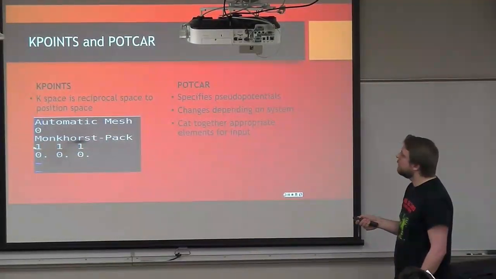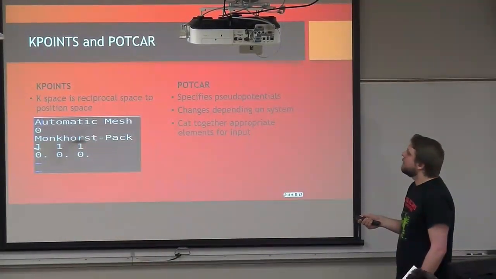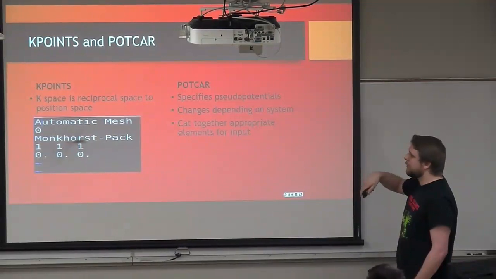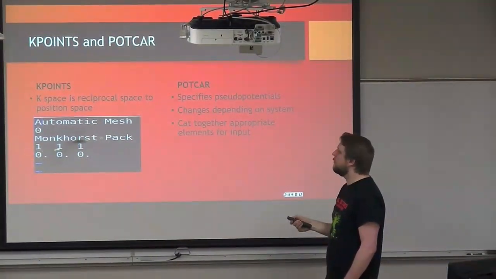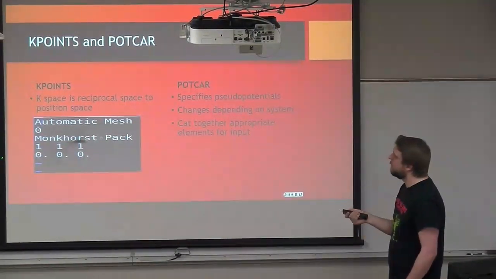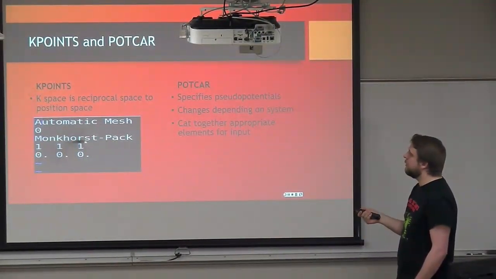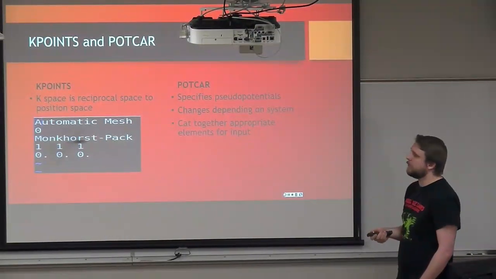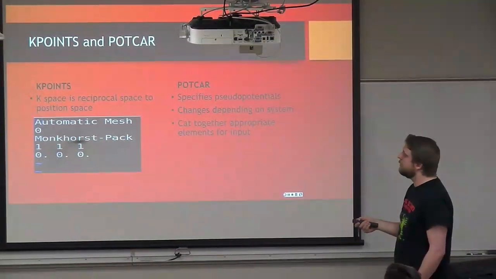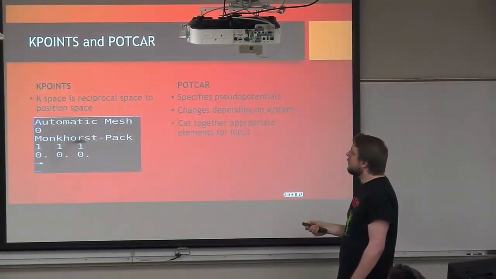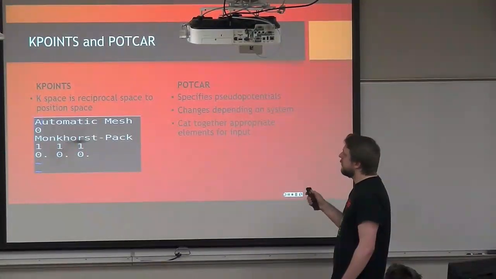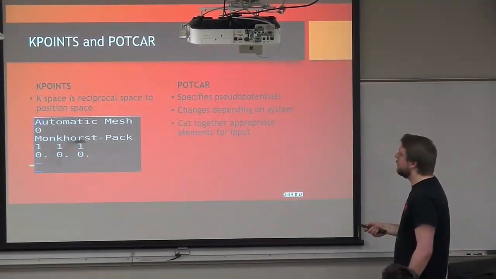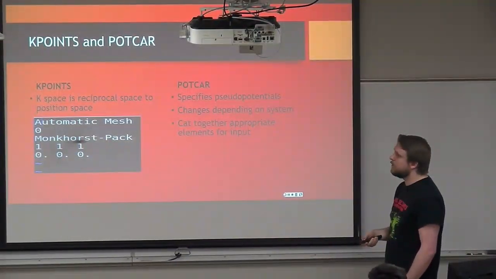And then down here, the 1, 1, 1, that tells you how many subdivisions there are in each lattice vector. So since all three are the same, there's the same amount of subdivisions in each direction. If this were a 3, there'd be more subdivisions in this direction than the other two. And then this bottom line with the zeros, that's the shift in K-space. Right here it's set to 0. I've never done it with anything else.